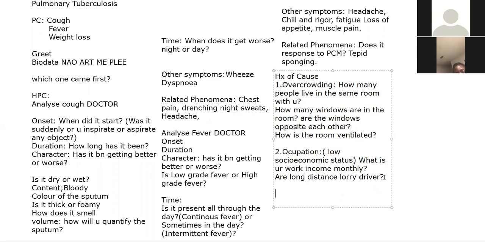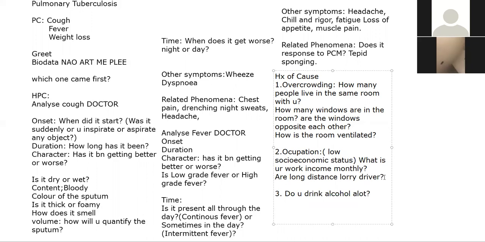So, after the occupation, once you've asked that one, you also want to ask other questions. There are a lot of questions you need to ask. Causes of TB, even you want to ask if the person is alcoholic. If the person takes alcohol, if the person drinks alcohol, you understand alcoholism. So, one of those major causes also. You want to ask, do you drink? Do you take or drink alcohol? Do you take alcohol a lot?